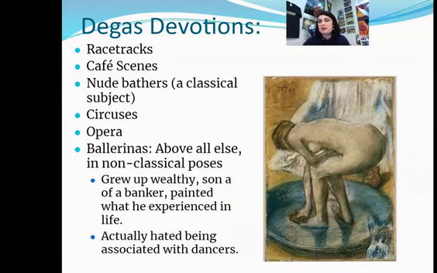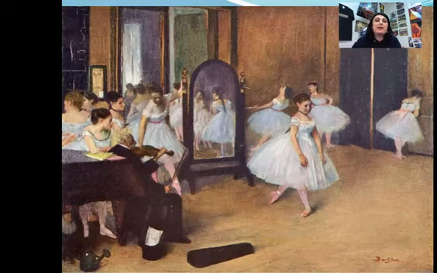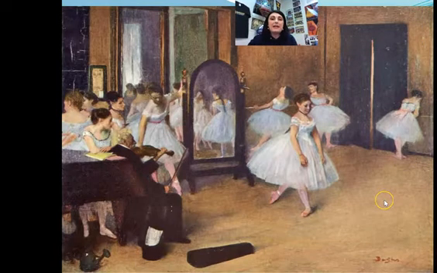And he had lived the good life. His family was very wealthy, so he had been exposed to all of these things. So he painted inside the things that he saw. And Degas actually hated the fact that he was the ballerina painter, but that's what he got known for. So Degas is a really good way to show that Japanese influence.